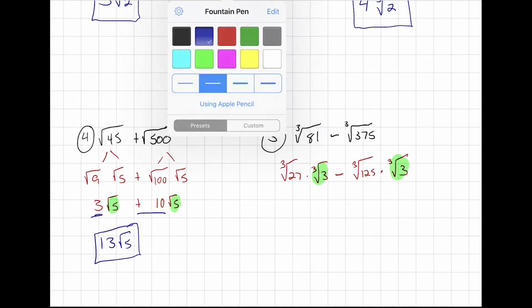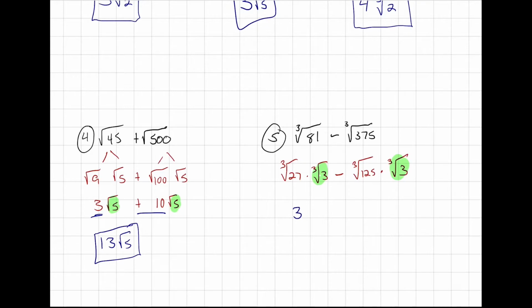Then all we have to do is simplify. The cubed root of 27 is 3. That cubed root of 3 is along for the ride. Then we're going to subtract the cubed root of 125, which is 5. And then the cubed root of 3, again, is along for the ride. So now doing what we did last time, all I have to do is just subtract 3 minus 5. 3 minus 5 is negative 2. And then the cubed root of 3 is just along for the ride.